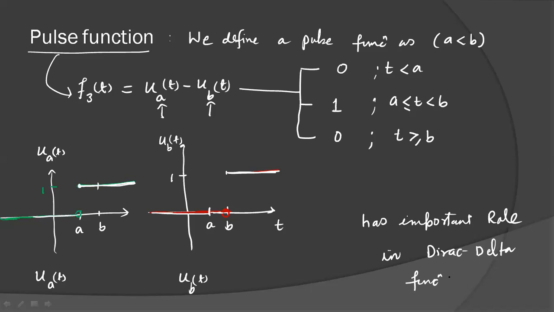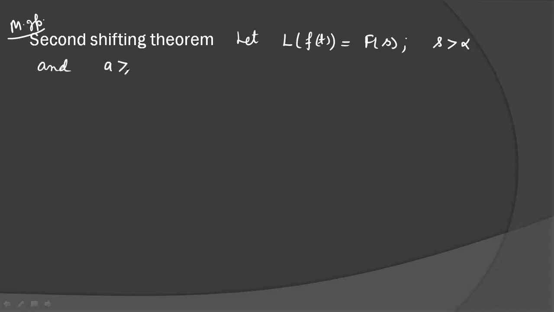Now, see the second shifting theorem. This is the definition of the pulse function. Second shifting theorem, most important. Let Laplace of f(t) equal to F(s), s is greater than alpha, where alpha is the exponential order of f(t), and a greater than or equal to 0 be a real number.